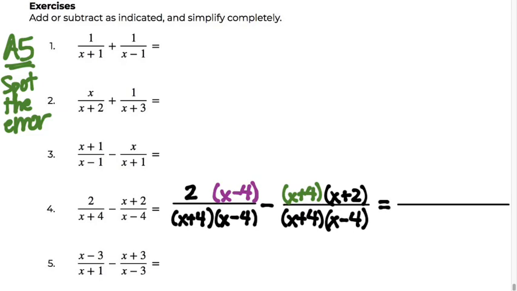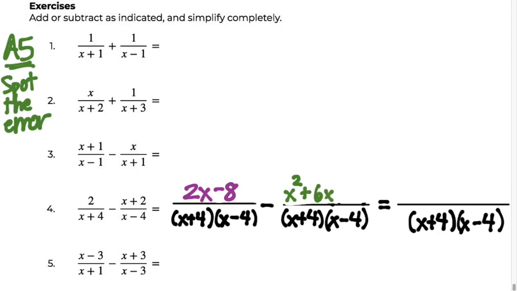And now, once I've set up the common denominators, their difference, if I subtract, is going to have that same denominator downstairs, so I'll just rewrite that. And then to simplify the numerator, I'm going to start by simplifying these products. 2 times x minus 4, 2x minus 8. The other product, x squared plus 6x plus 8. And then I'll just subtract 2x minus 8 minus that thing.